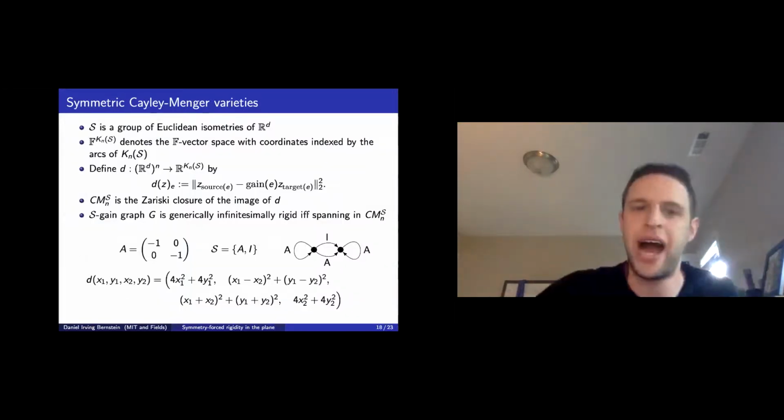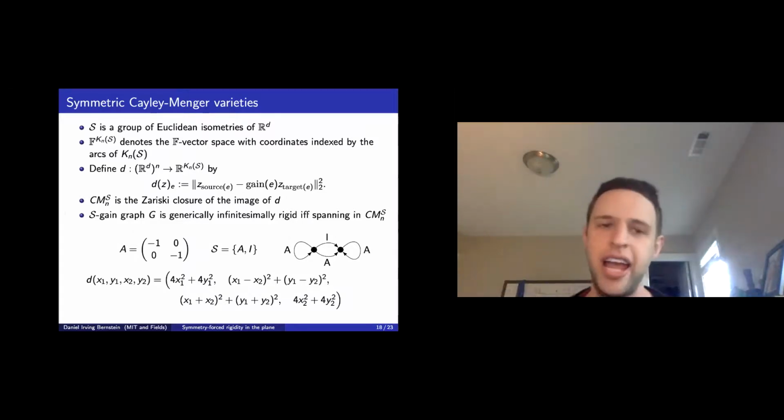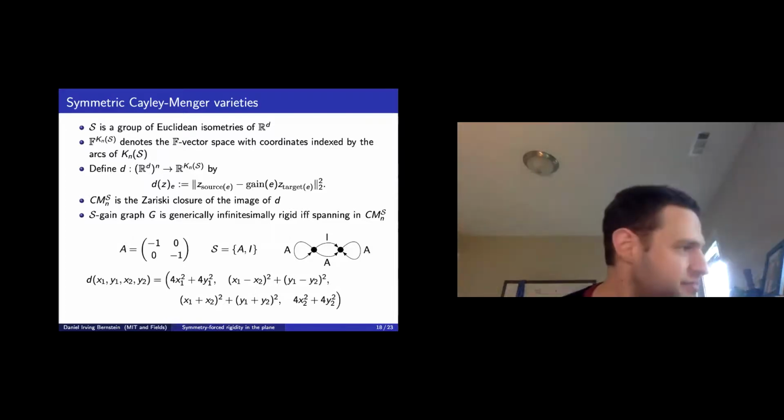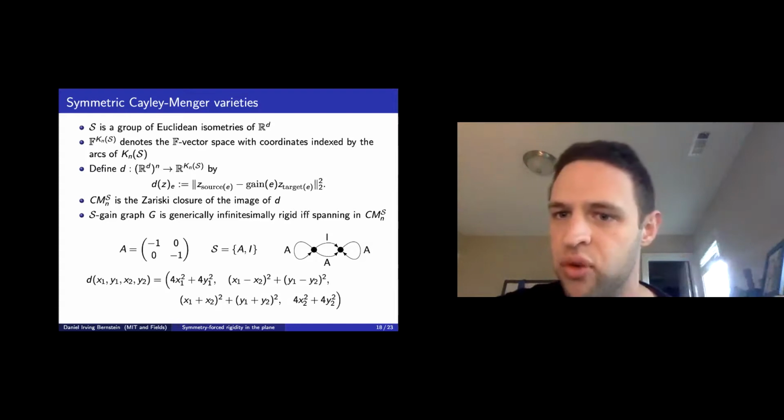Okay, so how are we going to apply this kind of reasoning in a symmetry-forced setting? Well, we need a variety whose spanning sets are the symmetry-forced rigid graphs.